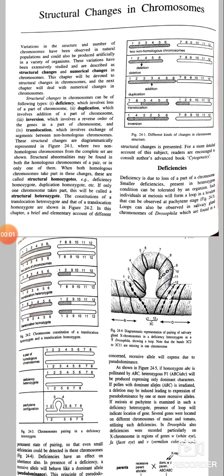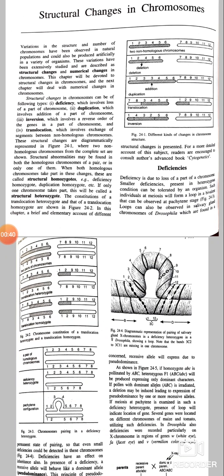Good morning, students. Today we studied about structural changes in chromosomes. Variation in the structure and number of chromosomes have been observed in natural populations and could also be produced artificially in a variety of organisms. These variations have been extensively studied and are described as structural changes and numerical changes in chromosomes.